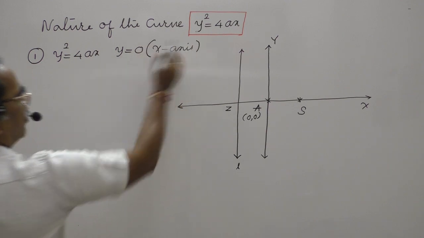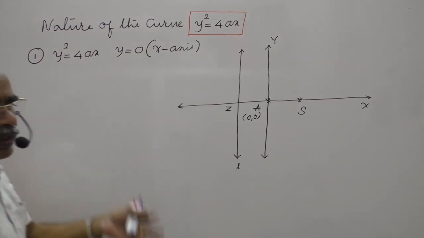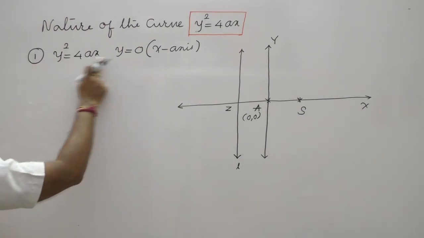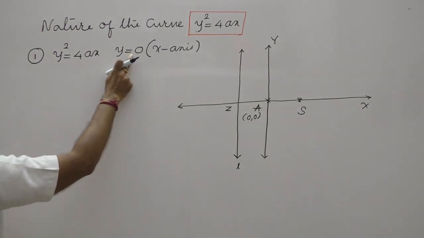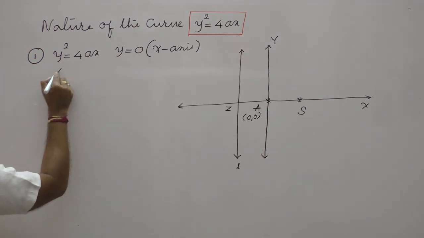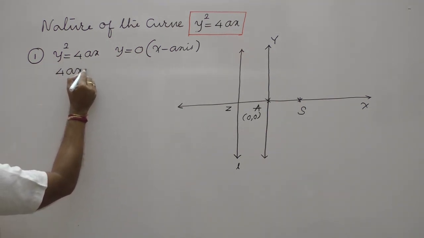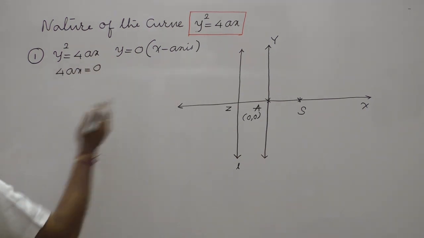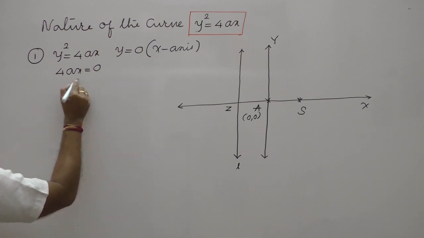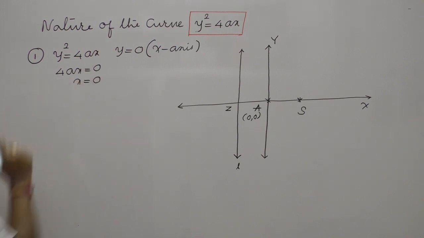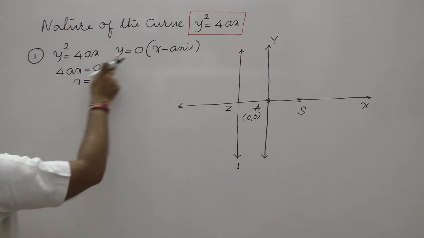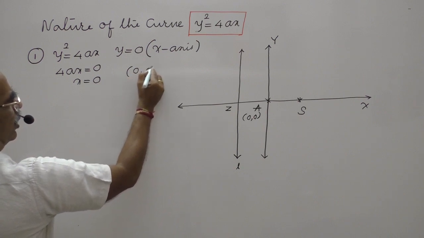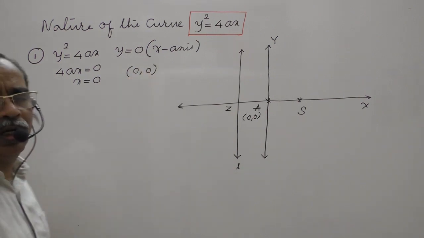Now we will see whether the curve is cutting the x-axis or not. For that I will solve these two. Here y equal to 0. If I put y equal to 0, I will get 4ax equal to 0. 4a is constant, so x is equal to 0. By solving the x-axis and the curve, I got the common point (0, 0), only one point.